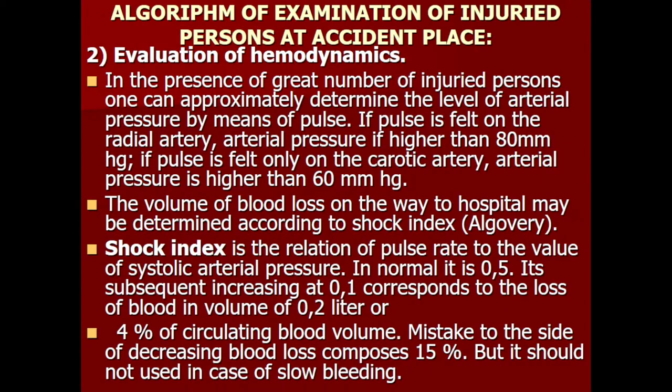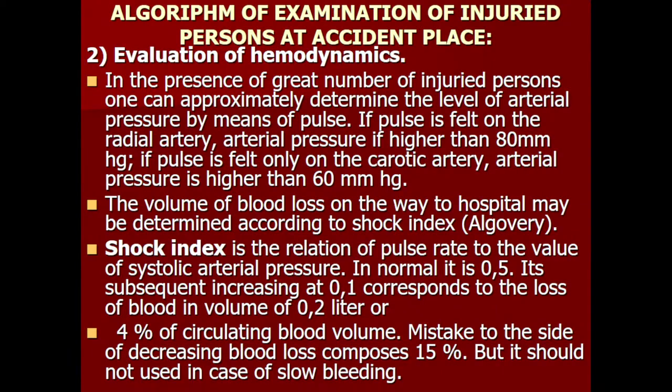The volume of blood loss on the way to hospital may be determined according to the shock index algorithm. The shock index is the ratio of pulse rate to the value of systolic arterial pressure. Normally, it is half a unit. Its subsequent increase by 0.1 corresponds to a blood loss of 0.2 liters, or 4% of the circulating blood volume. The error toward underestimating blood loss is 15%, and it should not be used in case of slow bleeding.